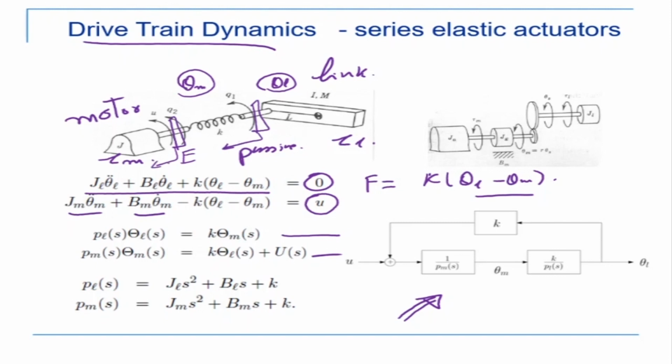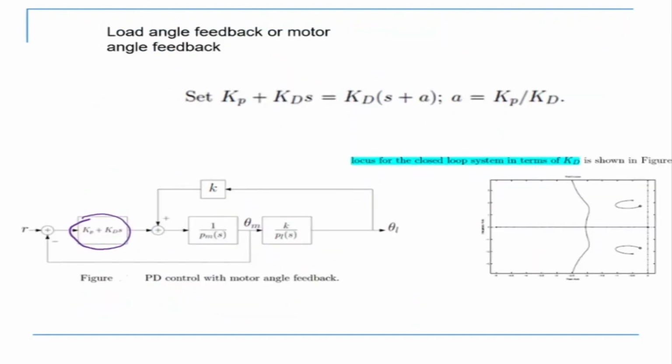And the readings of these two encoders would be different. Why? Because there is a spring in between which is getting deformed. So depending on which side you take the feedback from, if I take the feedback from the motor side, just after the motor output, this is my feedback, which is coming here and here. In that case, if I draw the root locus, we find that all the root locus stays on the left side of the j omega axis, which means that this is a stable system. So for all values of kd and kp, this system is stable.